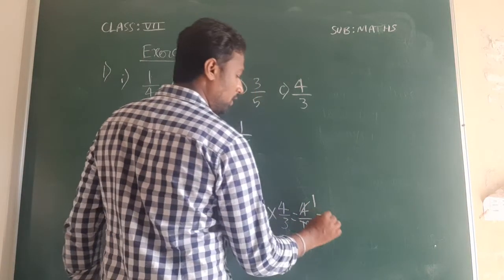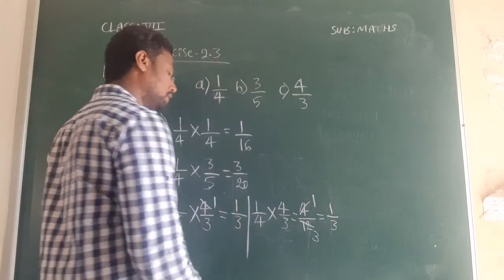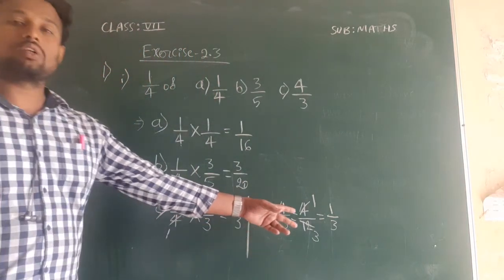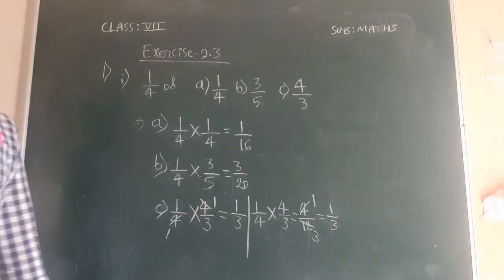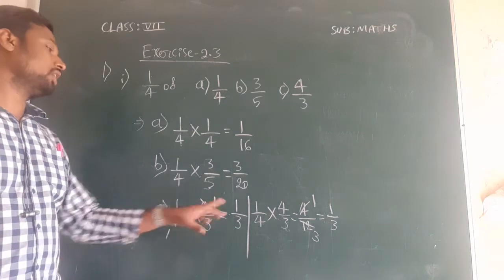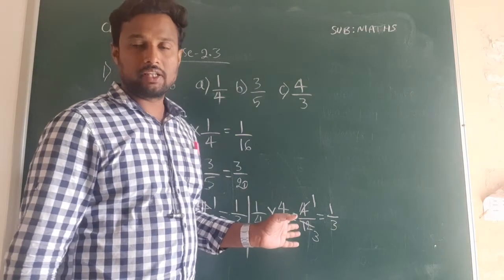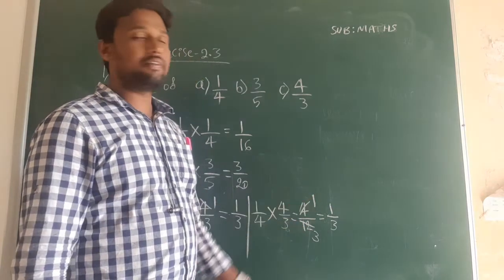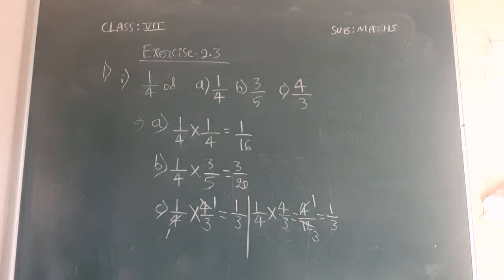So now in the numerator what is remaining? 1. In the denominator what is remaining? 3. So we got 1 by 3 here also. What is the difference between these two? Here first we divided the possible numbers, then I multiplied, but here first I multiplied numerator and denominator, after that I divided. In both cases we are getting the same answer, that is 1 divided by 3. This is how to answer the first question.